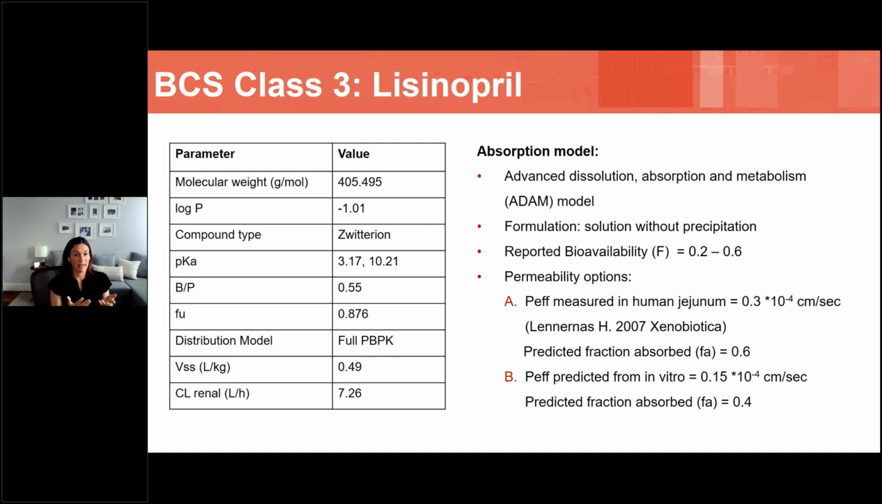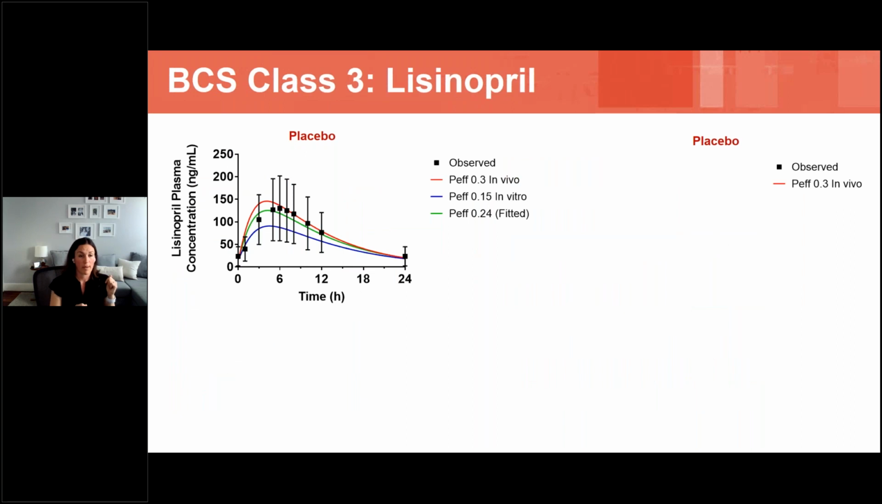And this predicted a fraction absorbed of 0.4. So both these values, the human measured and the predicted in vitro, were within the range of the reported bioavailabilities. So one of the things we did to figure out which permeability to use for the final model was to run a few simulations with different permeabilities and see how well they predicted the observed data.